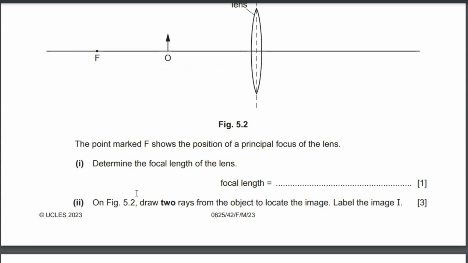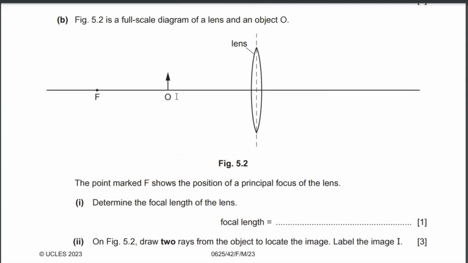Now next question is on figure 5.2, draw two rays from the object to locate the image, label the image. Now as we have been given the object, it is placed between the focal point and the lens. So first of all, we will draw a line which goes straight through the center of the lens. Then we will draw a ray which is parallel to the principal axis. So this middle line is called the principal axis. So it will be parallel to the principal axis.